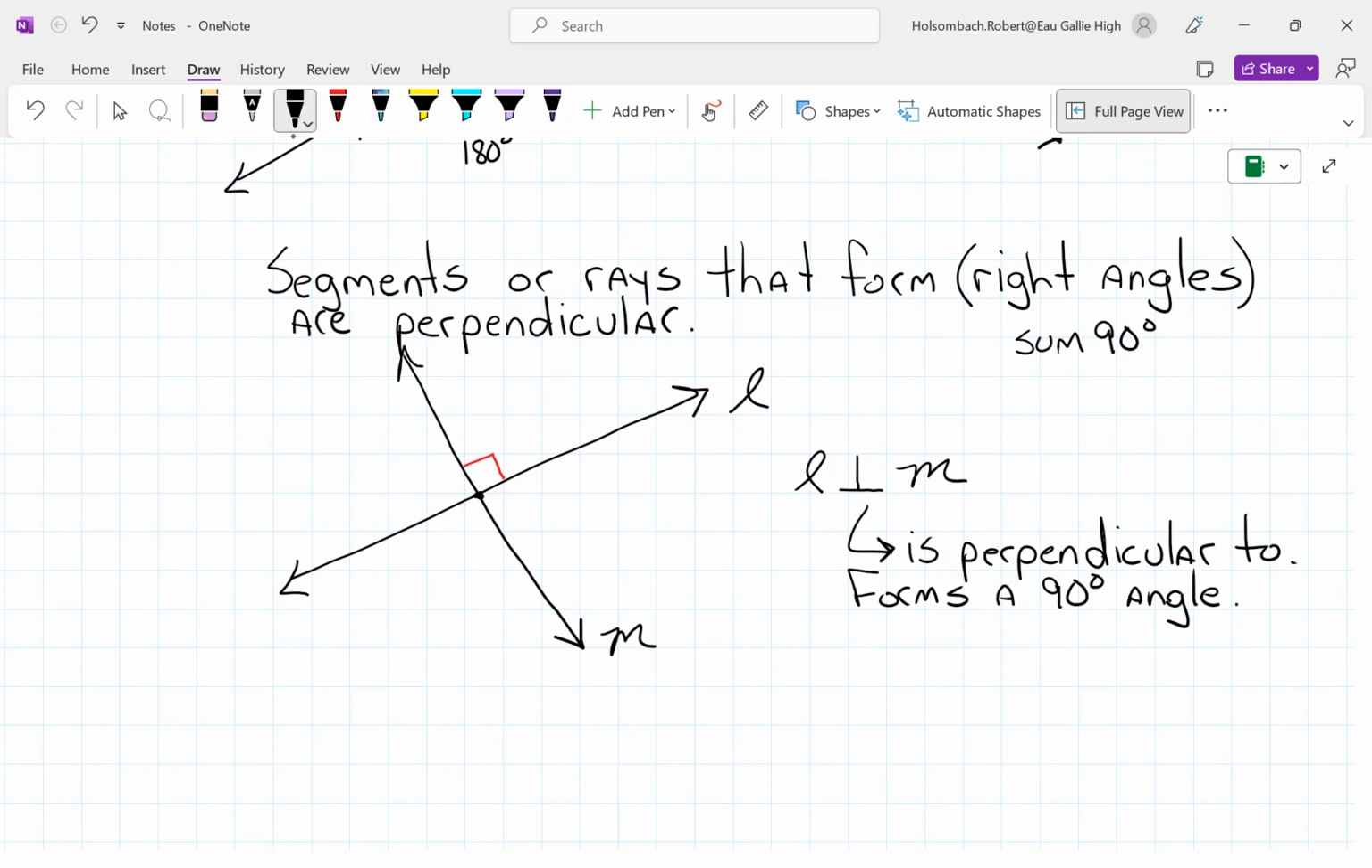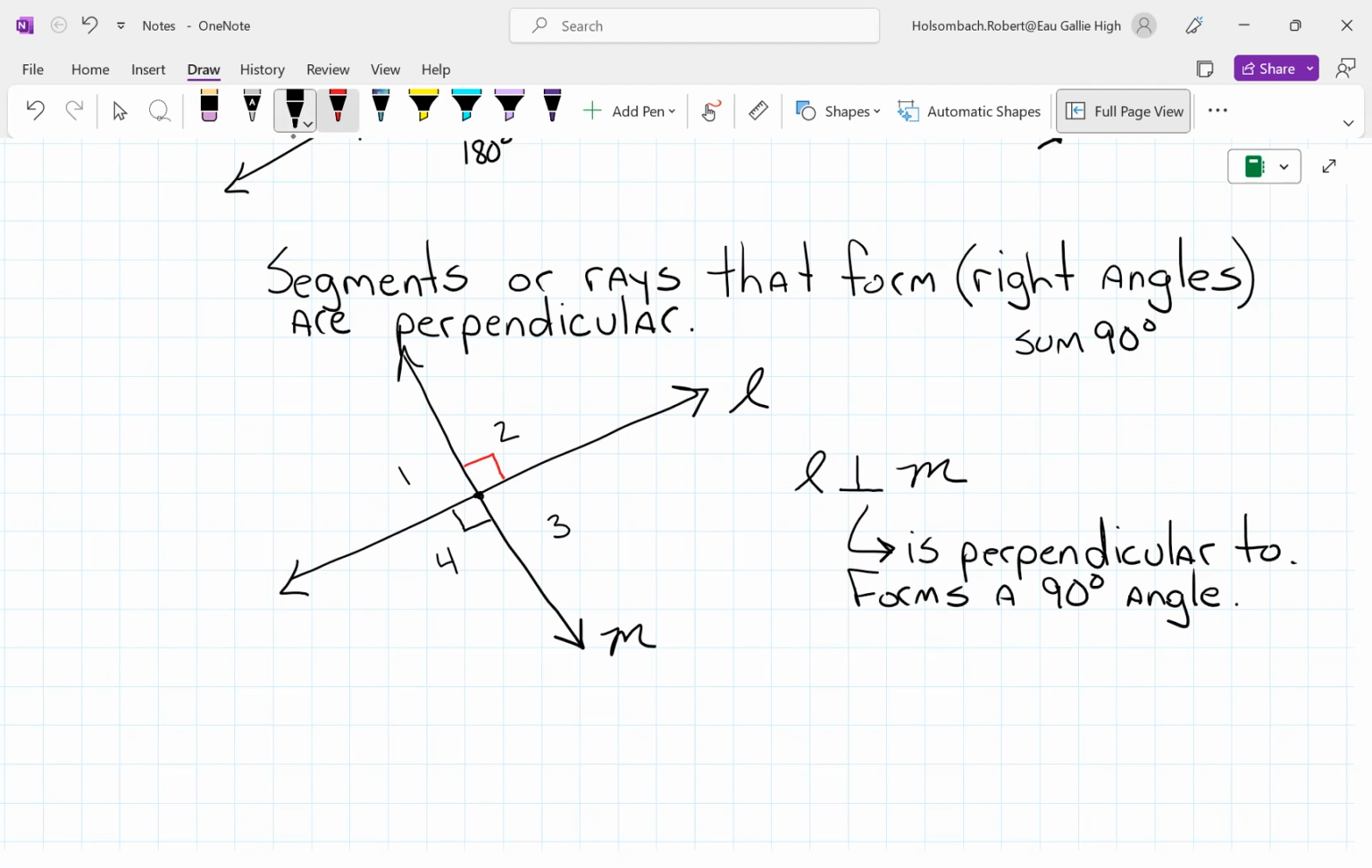Now, based on what we talked about earlier, we've got 4 angles in this picture. If angle 2 is 90 degrees, then what's the measure of angle 4? 90 degrees. What's the relationship between angle 2 and angle 4? Very good. They're vertical angles.